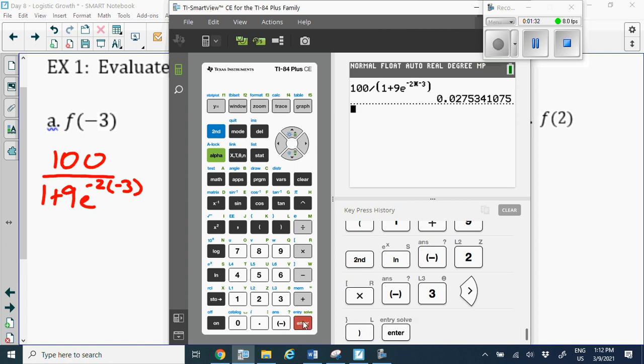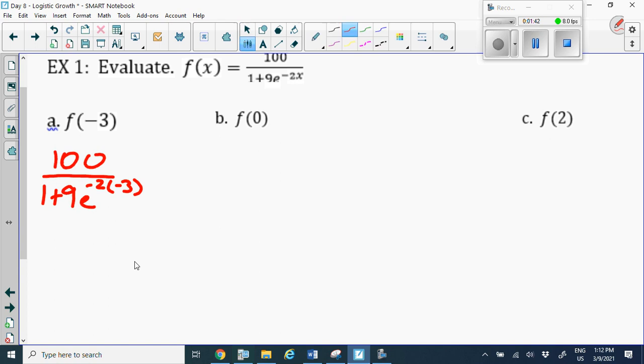We press enter, and we're going to go ahead and round, in this case, to 3 decimal places, and I have about 0.028. And that'll be my answer. So really, the only work you have to do is show what you plugged into x. Okay, let's try that for the next one.